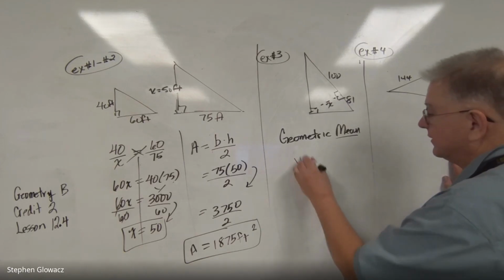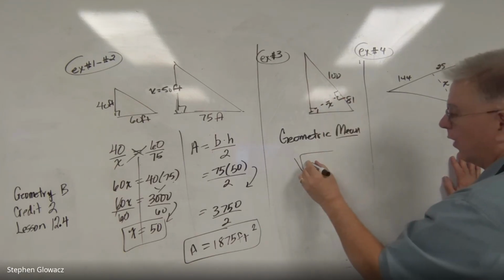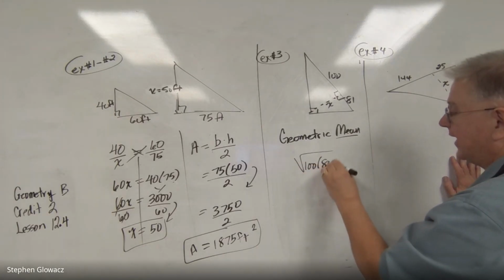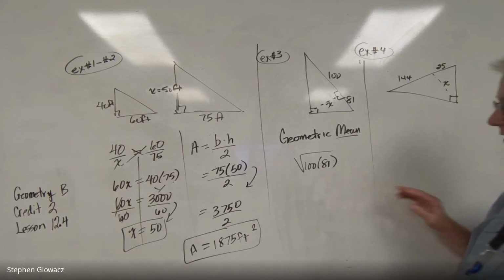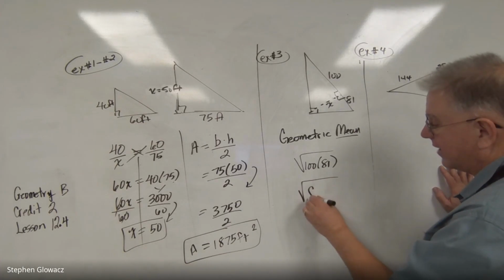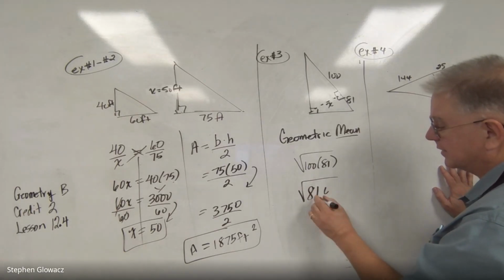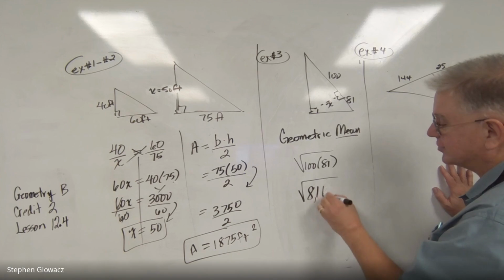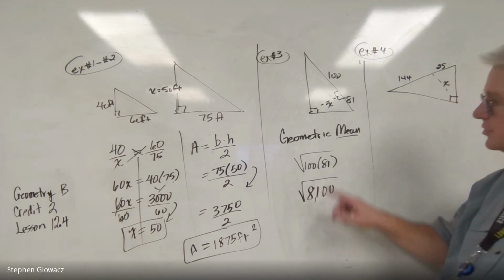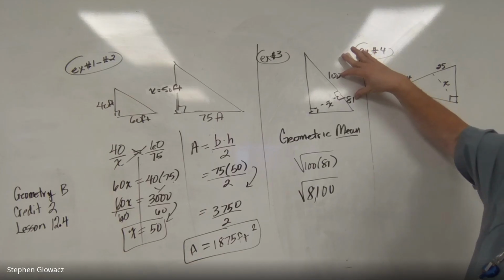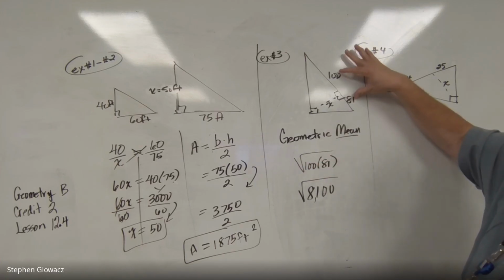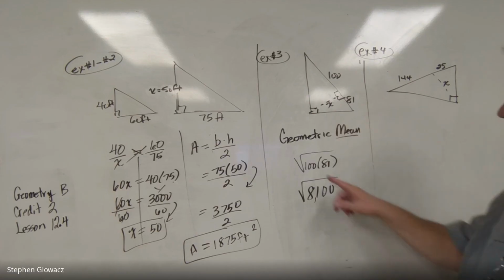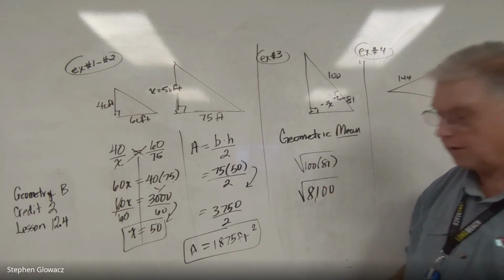All we do is take these two segments, the 100 and the 81, and multiply them together. So 100 times 81 gives us 8,100. And then we take the square root of that result. So it's the square root of the product. Remember, product is just a fancy way of saying multiplying. It's the square root of the product of these two numbers here. So 100 times 81 is 8,100.